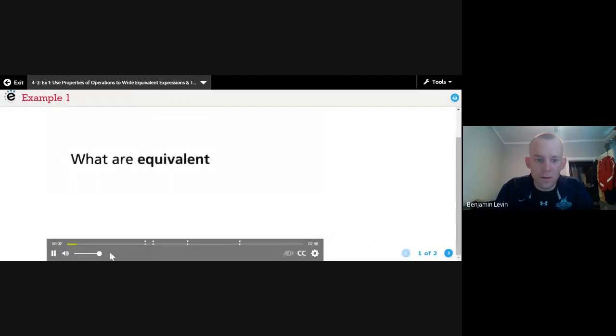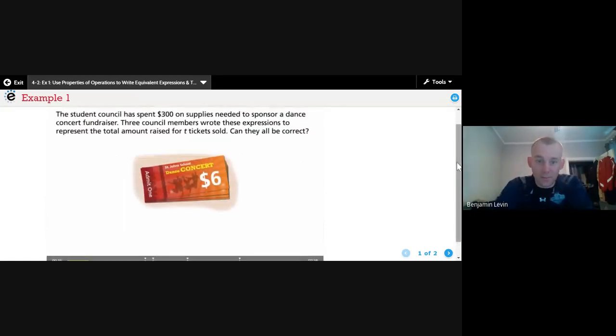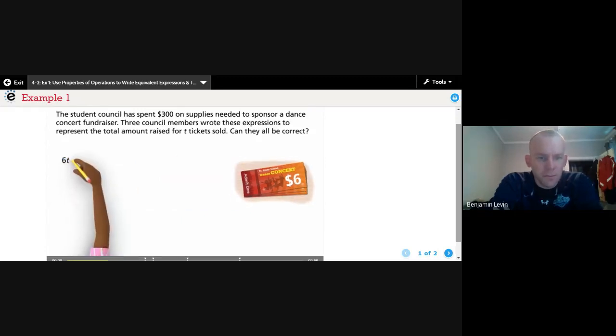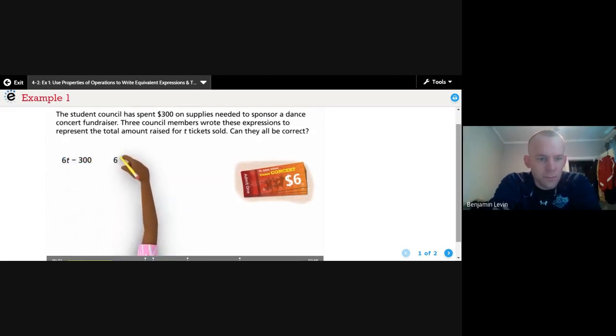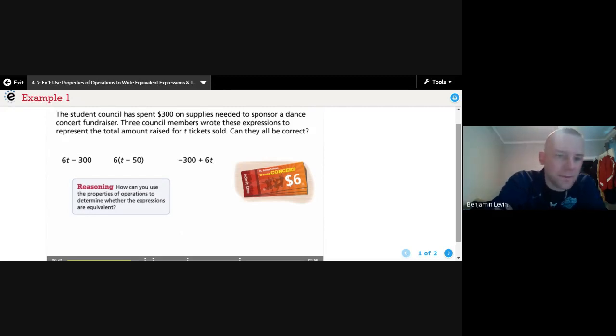What are equivalent expressions? Think about this question during the lesson. The Student Council has spent $300 on supplies needed to sponsor a dance concert fundraiser. 3 council members wrote these expressions to represent the total amount raised for T tickets sold: 6 times T minus 300, 6 times the quantity T minus 50, and negative 300 plus 6 times T. Can they all be correct? How can you use the properties of operations to determine whether the expressions are equivalent?